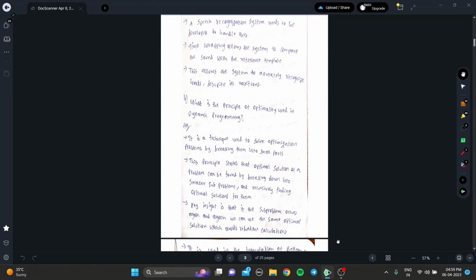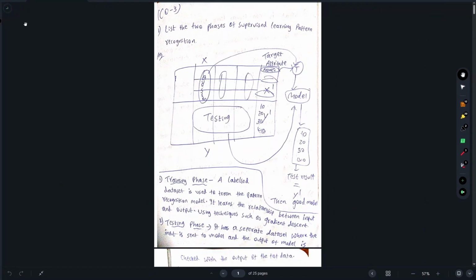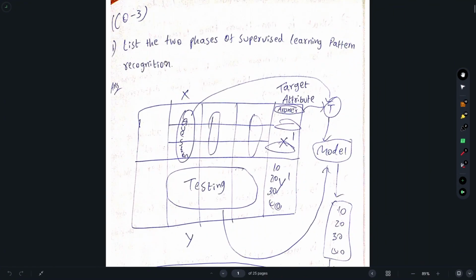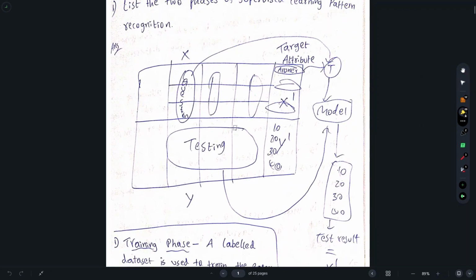So let's get started. I made these notes, and I will discuss the subject with the help of them. First: list the two phases of supervised learning. Supervised learning has two phases, the training phase and the testing phase.